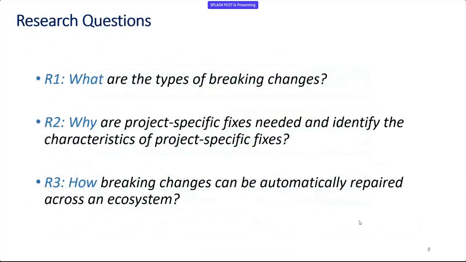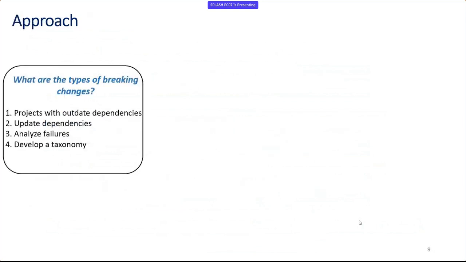In order to address this, our research questions look at what the types of breaking changes are that can be introduced between two versions of the same library, why project-specific fixes are needed, what the characteristics of these project-specific fixes are, and how breaking changes can be automatically repaired across an ecosystem.